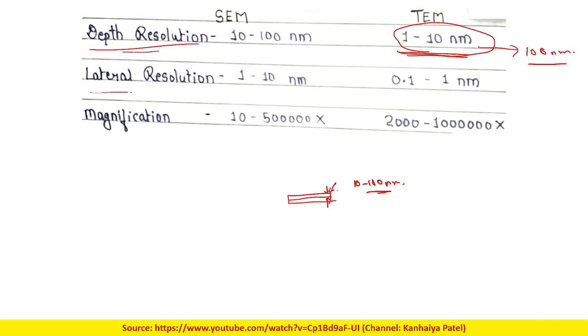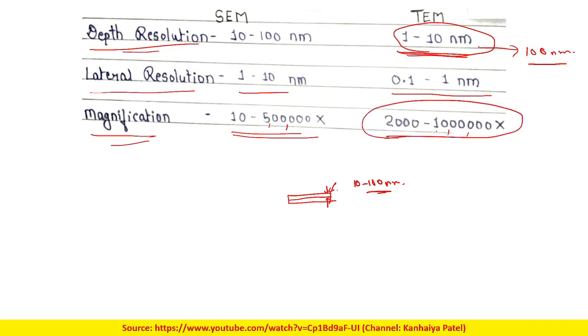Then lateral resolution, it is 1 to 10 nanometer in SEM, and in TEM it is 0.1 to 1 nanometer. And lastly, magnification: in SEM it is 10 to 5 lakhs, and in TEM you can achieve 2000 to 10 lakhs magnification. So if you see, it is much higher than the scanning electron microscope. So with this, I complete the chapter.